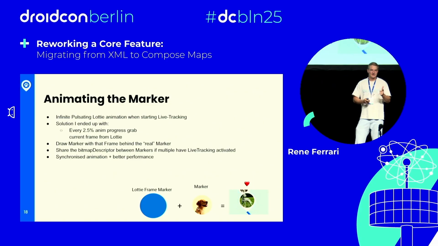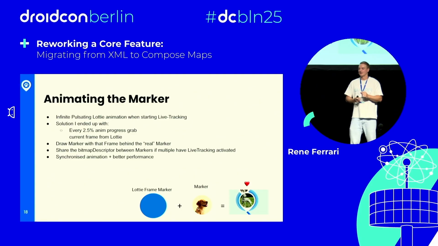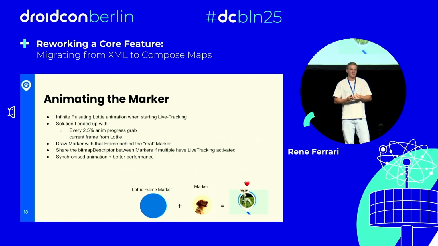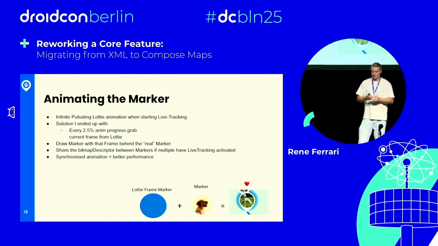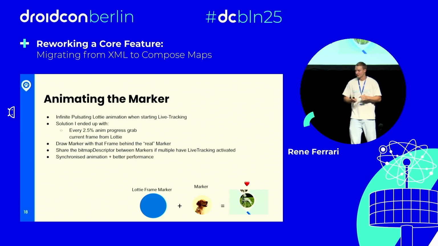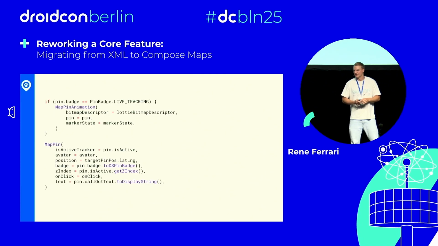And there are 2 different sizes. Like I said, the pin has 2 sizes. If it's active, it's bigger. So I calculate 2 bitmaps of the current animated frame, one smaller, one bigger, and share that between all markers, which makes it quite good performance-wise. Of course, with more markers, you still lose on performance because it still needs more redraws. But here, just took a bit of code, like the implementation. So basically, if you're live tracking, I draw this map pin animation on the same latitude, longitude as the pin itself, and then just draw the pin, that's it.